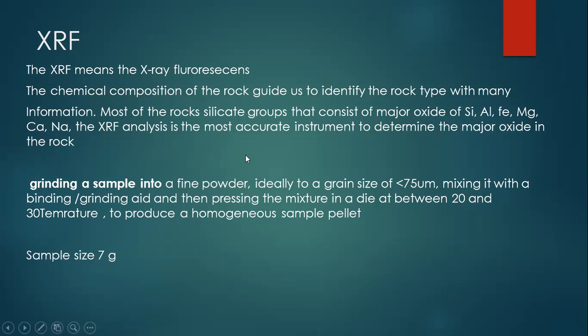Now, how can we prepare a sample for XRF? We have to grind the sample into a fine powder, ideally to a grain size of less than 75 micrometers. Mix it with a binder and then press the mixture in order to produce a homogeneous sample pellet. And the sample size for the XRF should be 7 grams, in order to have a lot of information and also a lot of quantitative data in the XRF analysis.